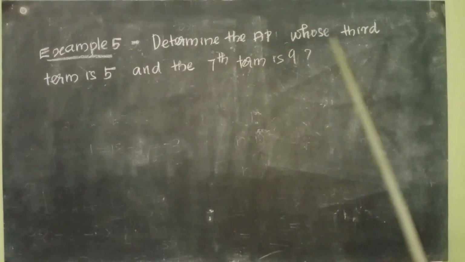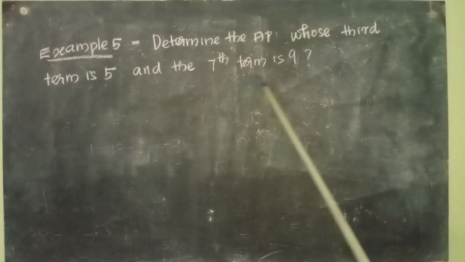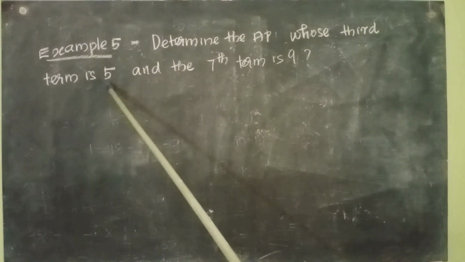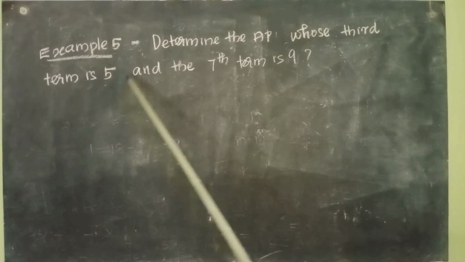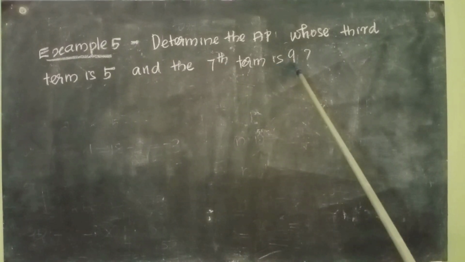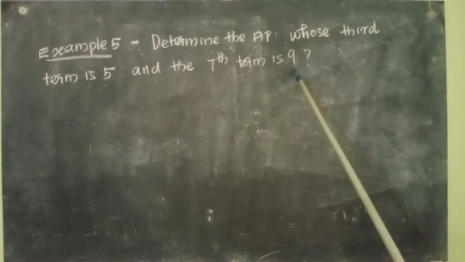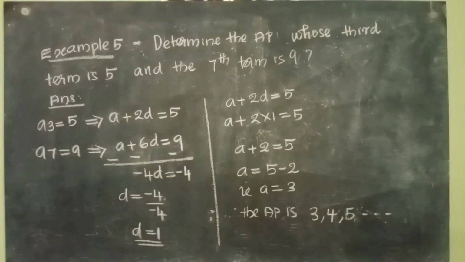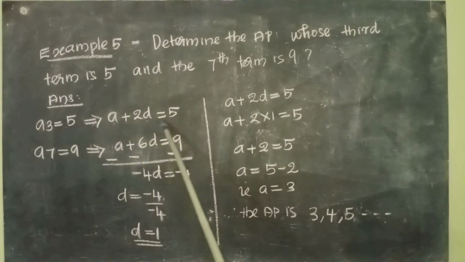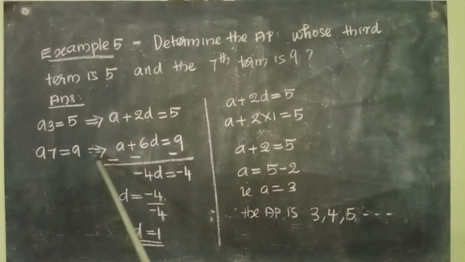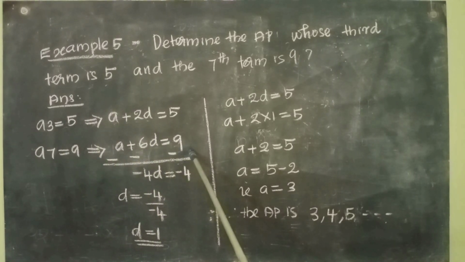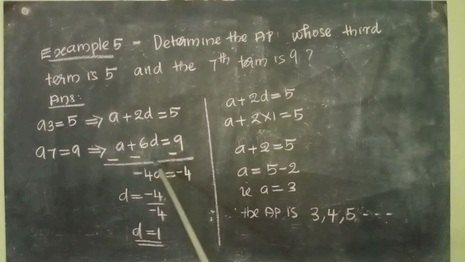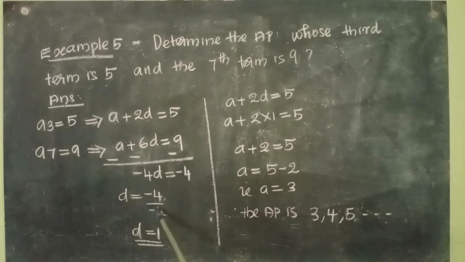Example 5, determine the AP whose third term is 5 and seventh term is 9. Third term is 5, that is a3 equal to 5. Seventh term is 9, that is a7 equal to 9. Let us do. a3 equal to 5 implies a plus 2d equal to 5. a7 equal to 9 implies a plus 6d equal to 9. We can apply the elimination method here. We get minus 4d equal to minus 4. d equal to minus 4 by minus 4. That is d equal to 1.